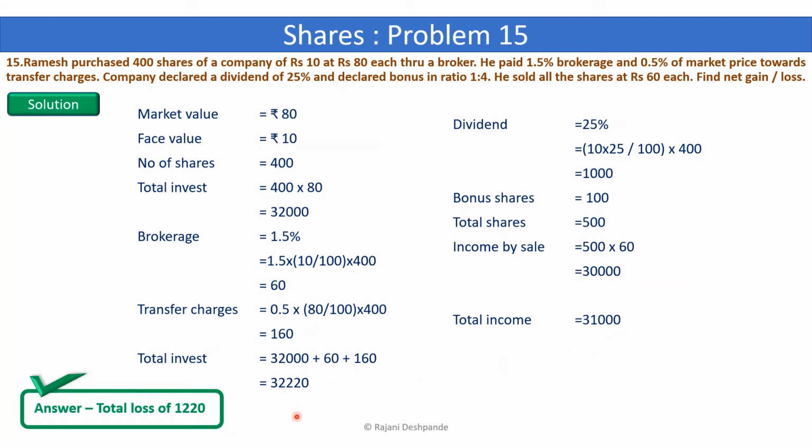Now here you can see that he had invested 32,220, but he gets the dividend 1000 and after selling the shares he gets 30,000, so a total of 31,000. So if you see the difference, he has a total loss of 1,220 rupees.